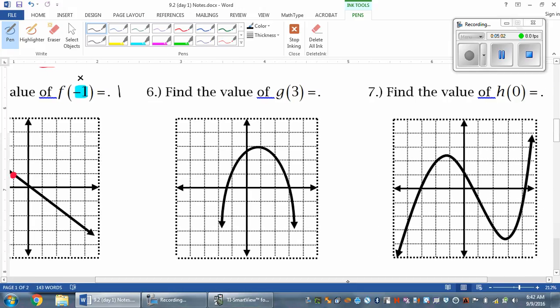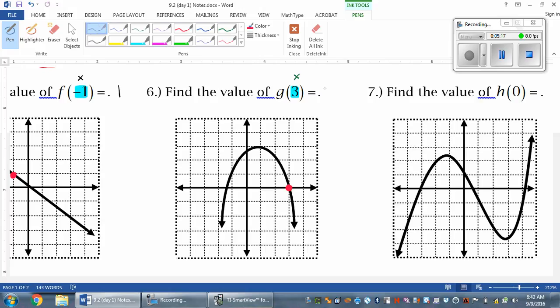Go ahead and move to 6. I'm finding g of 3. This is my g of x function right here. Remember, 3 is my x value. So I come over here, 1, 2, 3. I see I don't need to move at all because I'm already on my function.